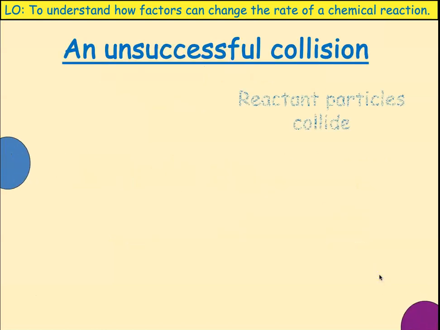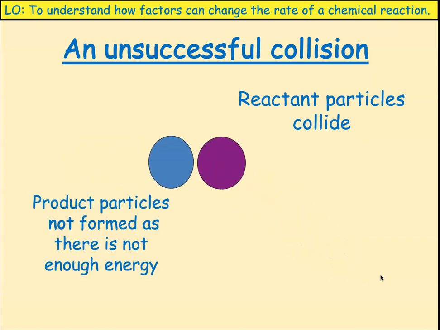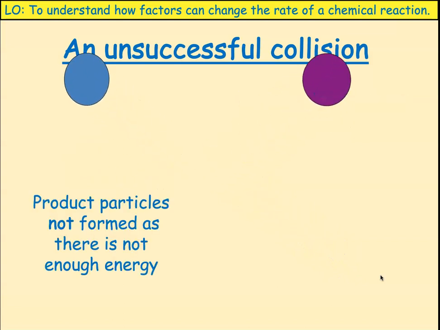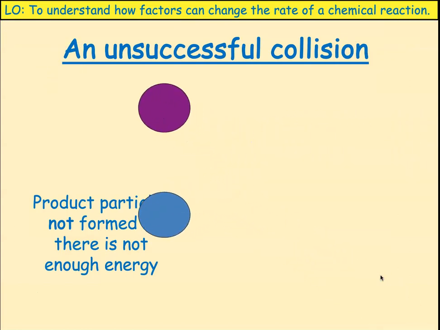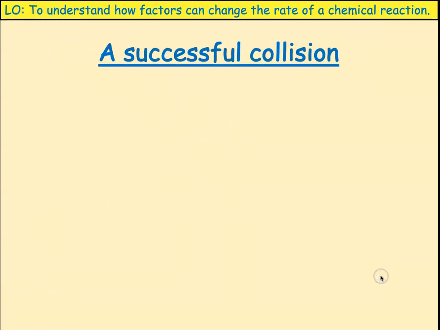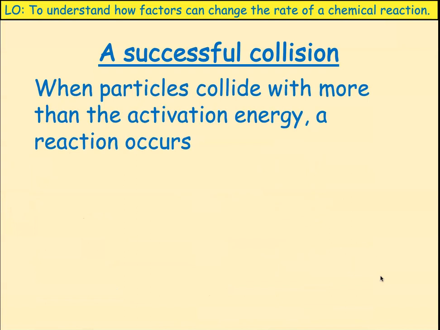So let's have a look at an unsuccessful collision. So those particles haven't got very much energy. They haven't got enough energy to collide, and so therefore they don't join together and form a product. So the reaction has not happened. Here's an example of a successful collision, right? So they're colliding with enough energy to actually make a product.